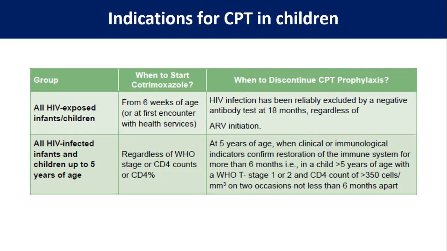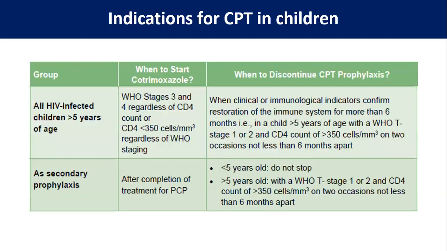That is, if the patient is having a CD4 count of more than 350 cells on two occasions separated by 6 months and without any stage 3 or stage 4 condition, then we can stop it. Then all HIV infected children more than 5 years, as I said, should not have any stage 3 or stage 4 condition, and CD4 count should be 350 cells per cubic millimeter on two occasions separated by 6 months. And we can use it as secondary prophylaxis after completion of PCP treatment.